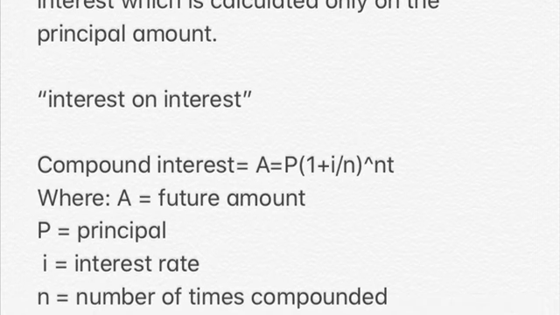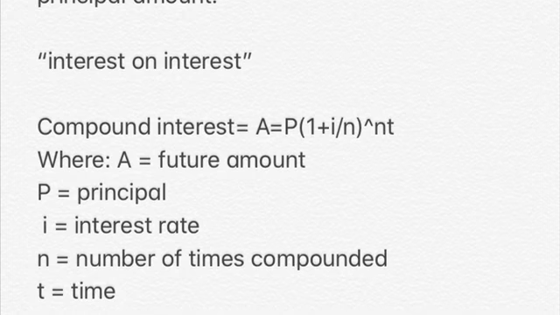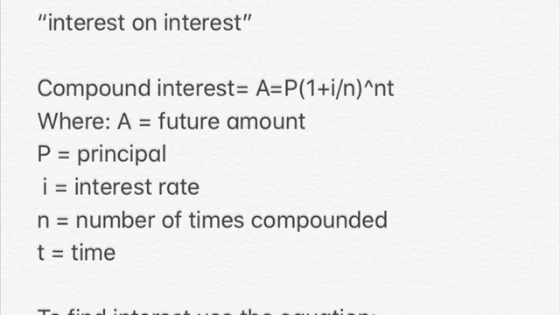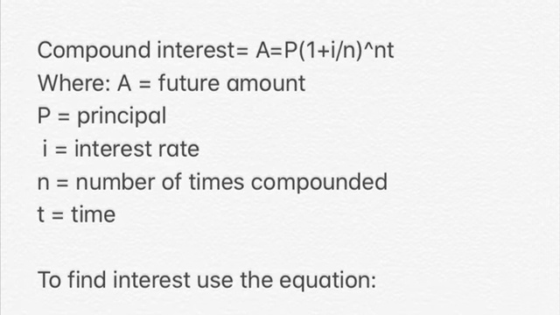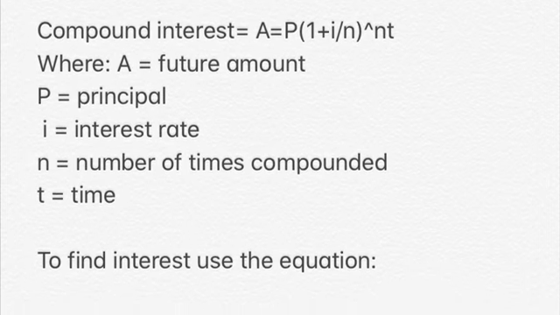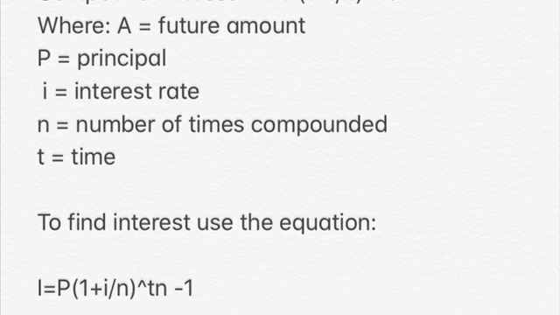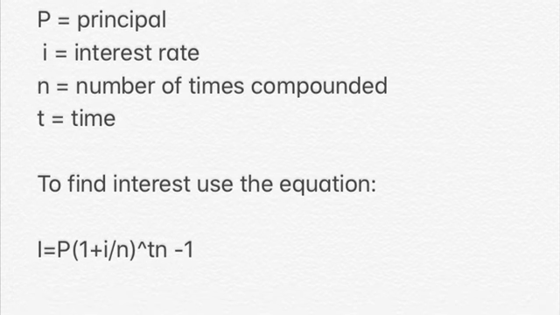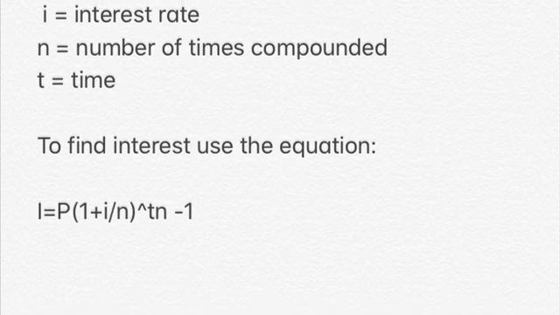Compound interest: A equals P bracket 1 plus I divided by N bracket NT, where A equals future amount, P equals principal, I equals interest rate, N equals number of times compounded, and T equals time. To find interest, use the equation I equals P bracket 1 plus I divided by N bracket NT minus 1.